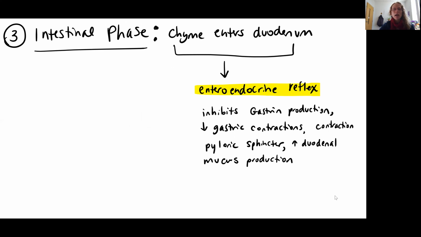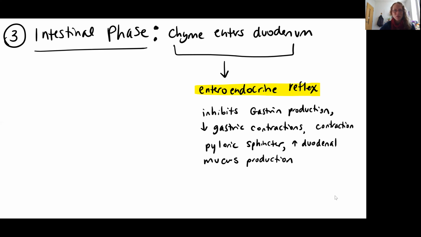Finally, as the chyme enters the duodenum, we get into our intestinal phase. This is going to signal our enteroendocrine reflex. So, of course, this is the release of all of those hormones that we've talked about coming from the duodenum: secretin, gastroinhibitory peptide, vasoactive intestinal peptide, secretin, CCK. Did I say secretin twice? Maybe. Enterokinin. So all of those that we've labeled, they're going to inhibit the activities of the stomach.